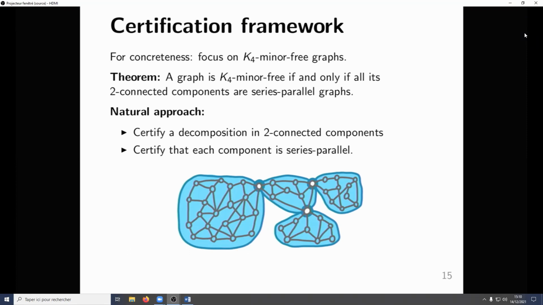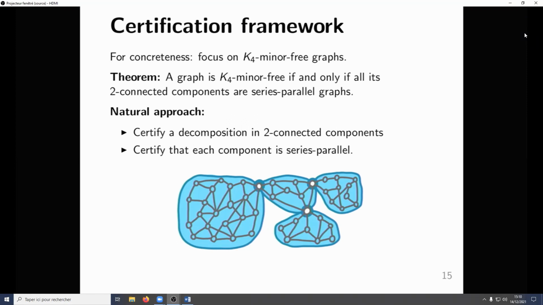So we follow this natural approach, which is to first certify a decomposition into 2-connected components, and then to certify that each component is series parallel. And here you can see why the title of the paper refers to decomposition. It's because this minor question is really important, but also the tools that we develop, this decomposition into 2-connected components, etc., might be useful outside of just this minor question. I mean, which is not minor, but a question about minors.